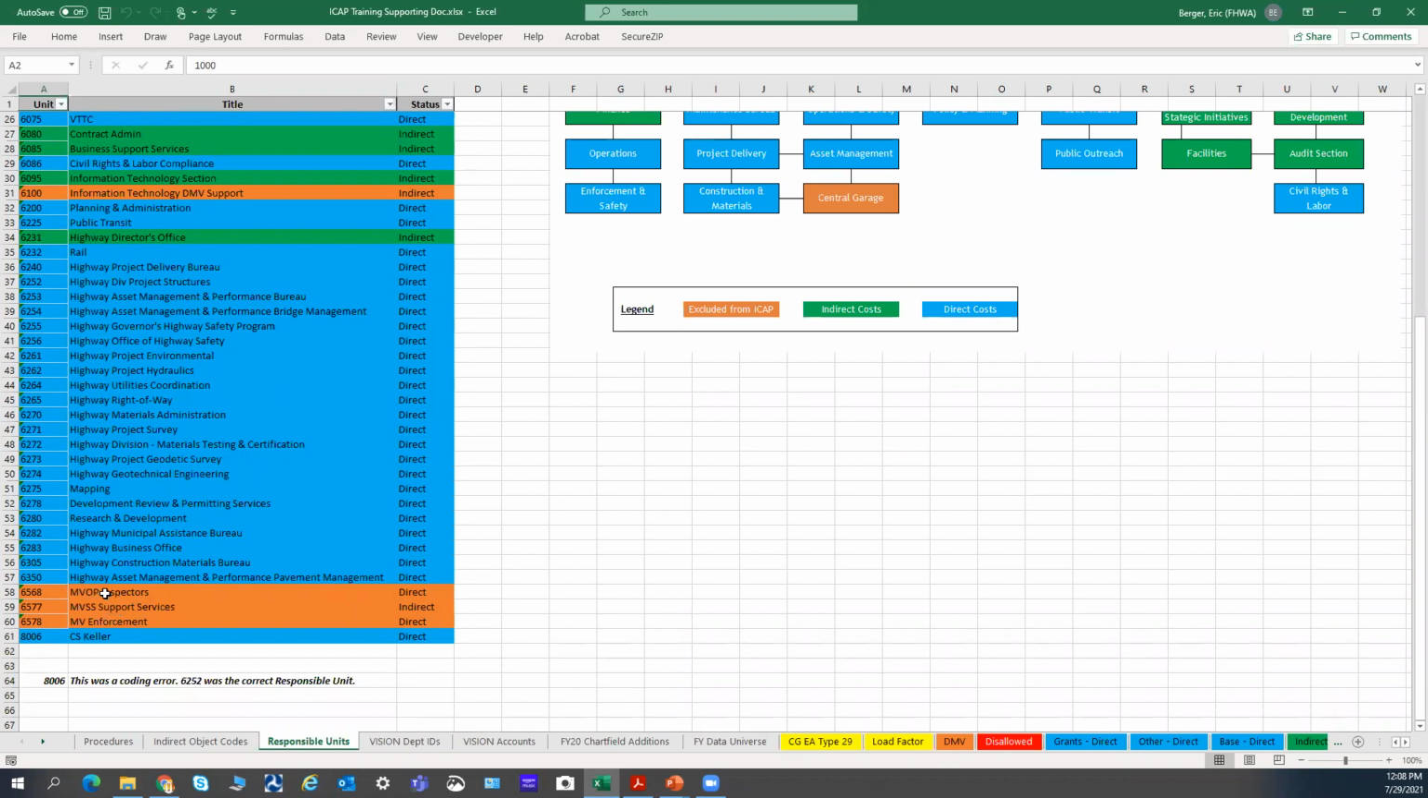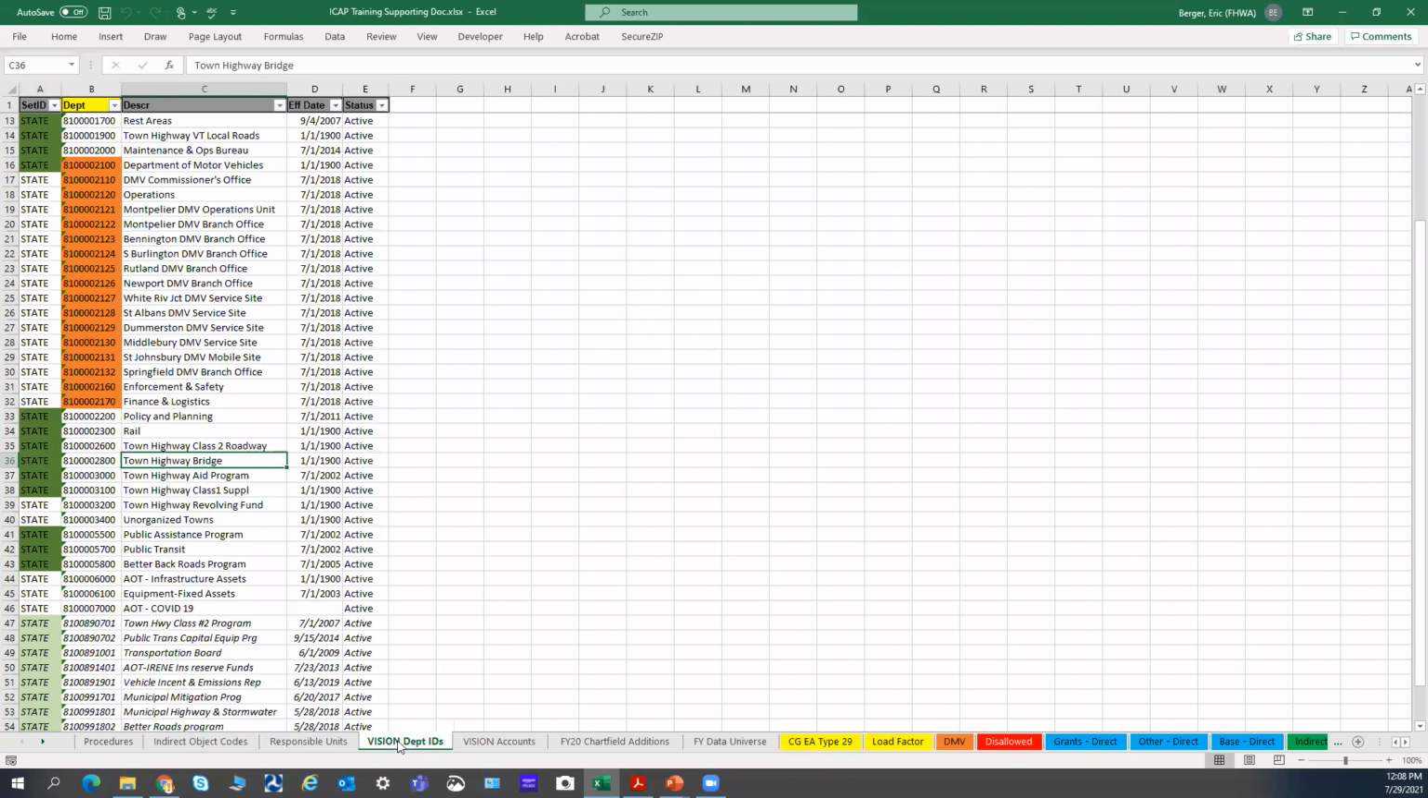Probably motor vehicles. Yeah, good catch, motor vehicles, but not so important, because as you'll see, once we get over to these exclusion tabs, these codes match. So here's your vision department IDs, and in that appendix we saw, it talked about the vision codes here, but here are the departments.